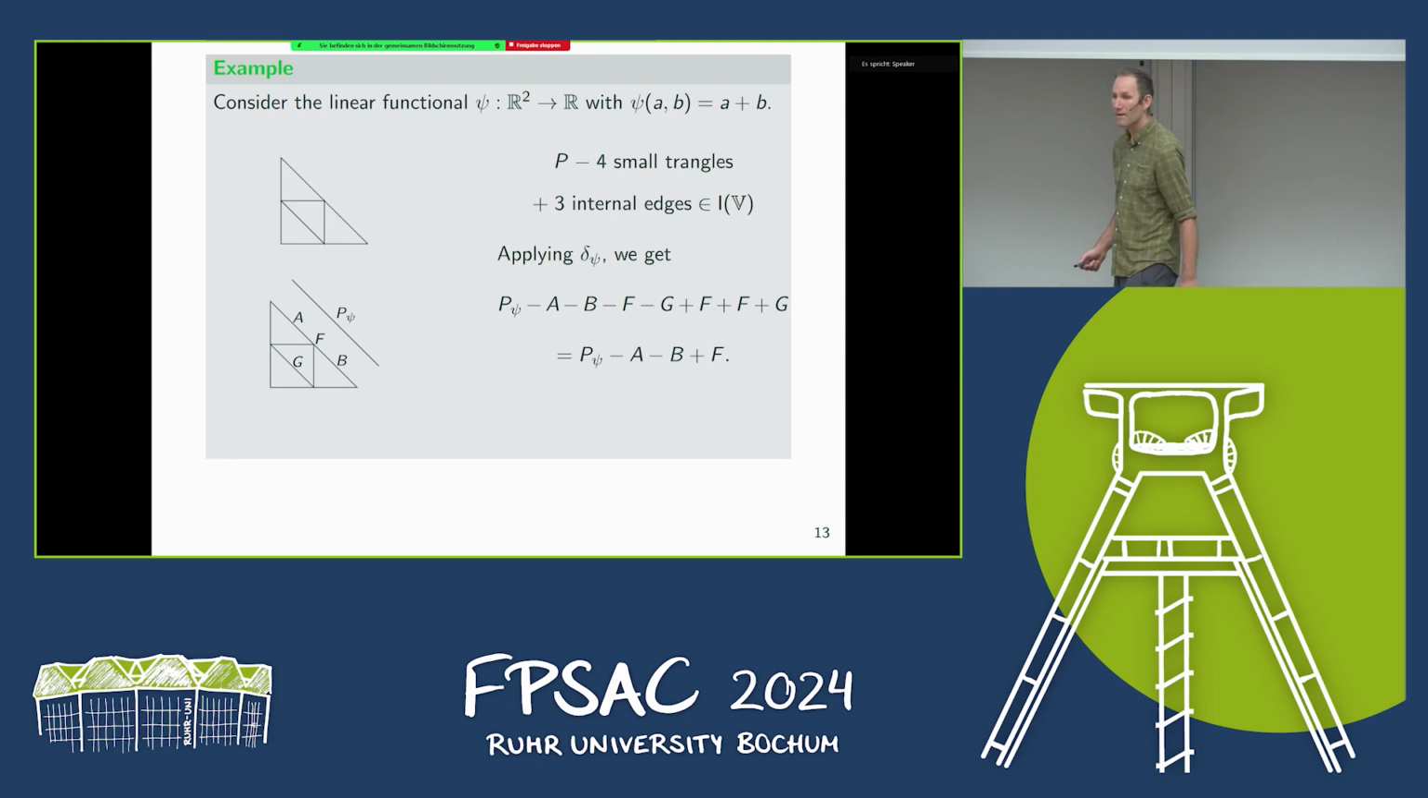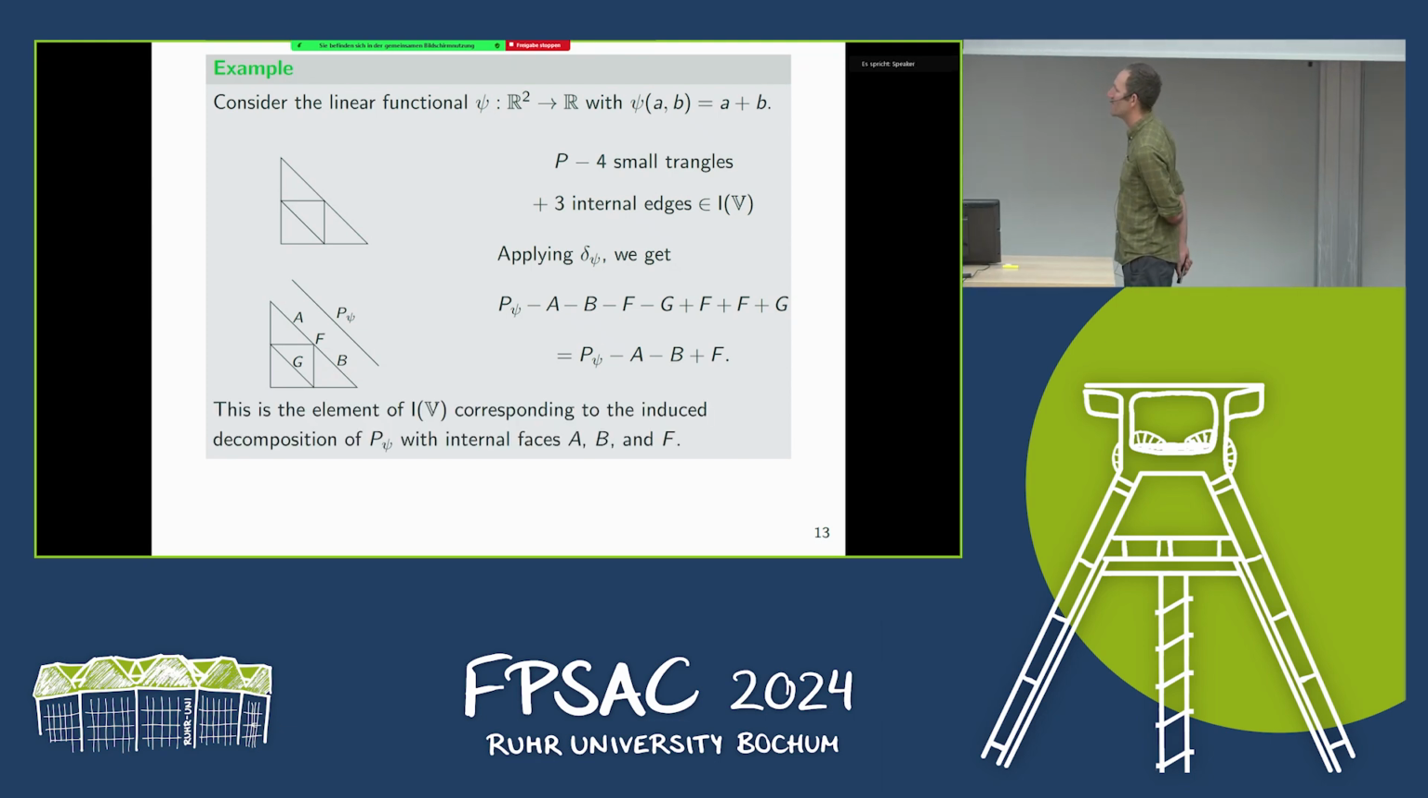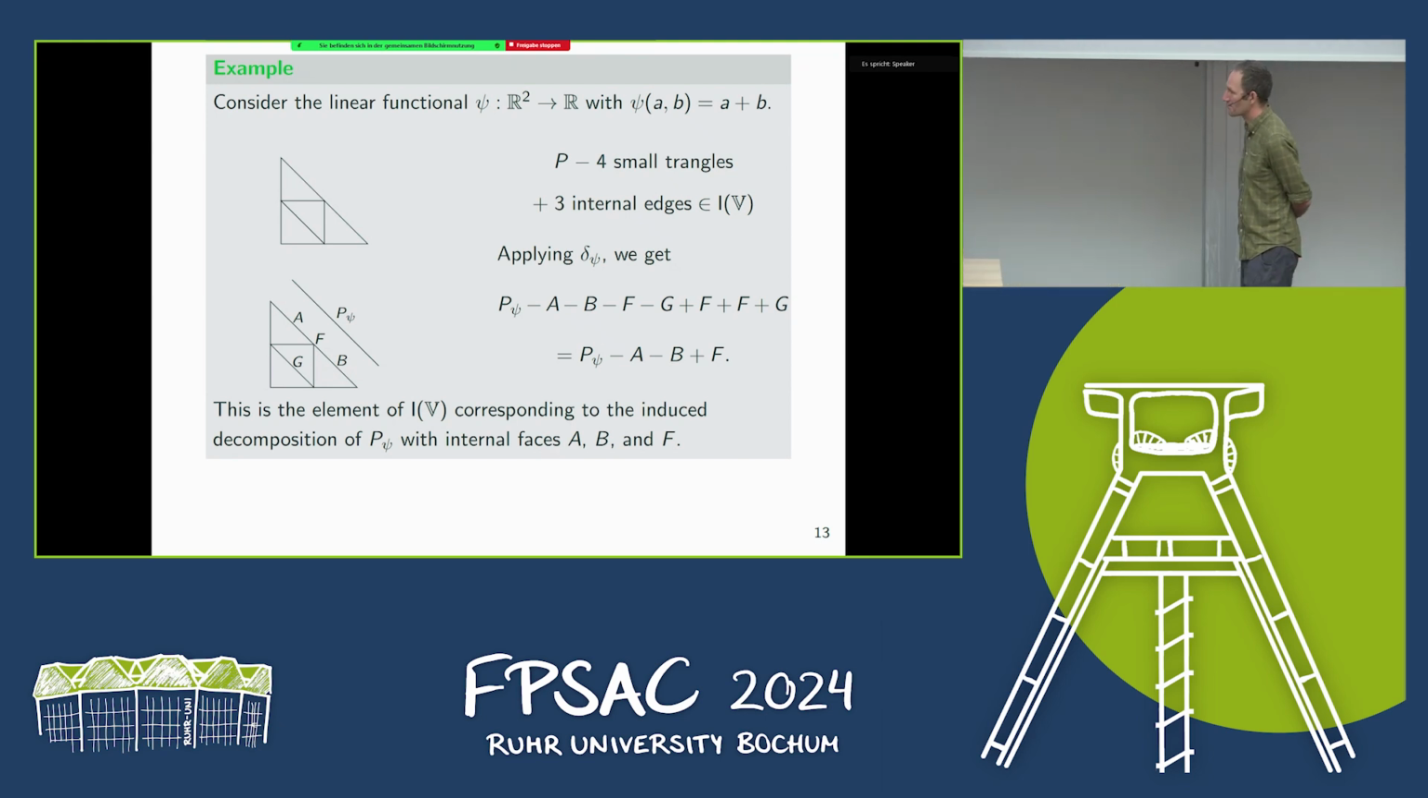Is it the case more generally that if you take any linear section, you replace a polytope by just a linear section? Yeah, but this is different from that. I think that'll be true also, but this is somehow more subtle. So this is the element of I of V corresponding to the induced decomposition of P psi, where there are 3 internal faces, A, B, and F.